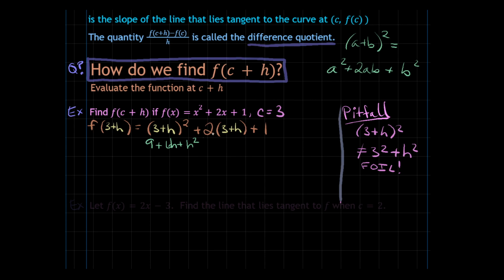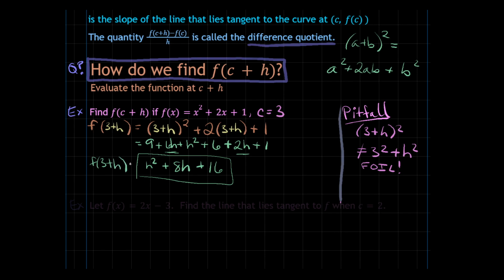Cool? Now here we're going to distribute the 2, so I'll have a 6 plus 2h and a plus 1. Okay, do I have any like terms? I have a 6h and a 2h. So, okay, I've got an h squared plus 8h plus 16. So that is f of 3 plus h.